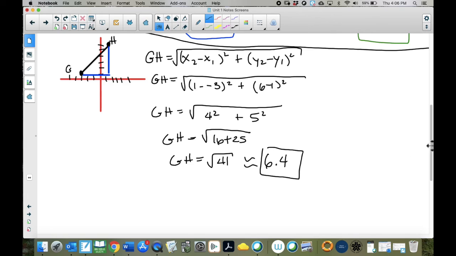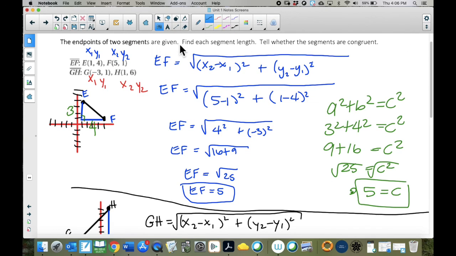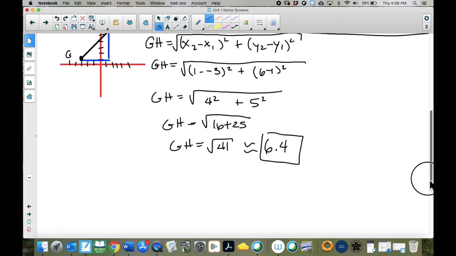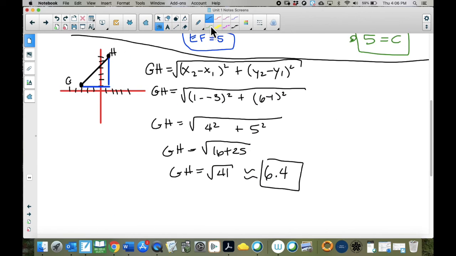Okay, now where were we even going with this? Well, let's go back and look at the question. It says the endpoints of 2 segments are given. Find each segment length. Tell whether the segments are congruent. So this one was 5, this one is 6.4. No, they are not congruent.